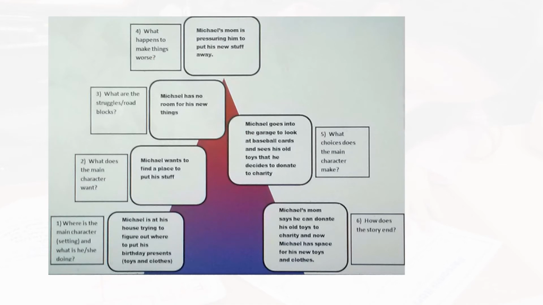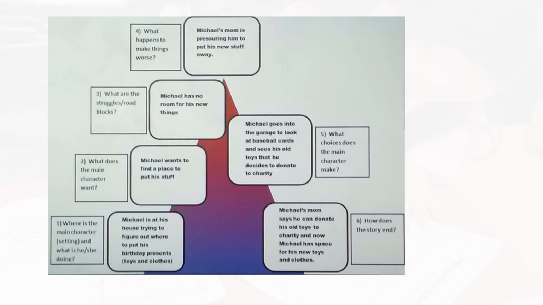So here's a story mountain map with the information from the story about Michael's birthday party. And it can be helpful to have questions in the map for the students to answer. So if you look at number 1 in the map, which is on the bottom left, it says, where is the main character, the setting, and what is he or she doing? So the main character, Michael, is at his house. That's the setting.